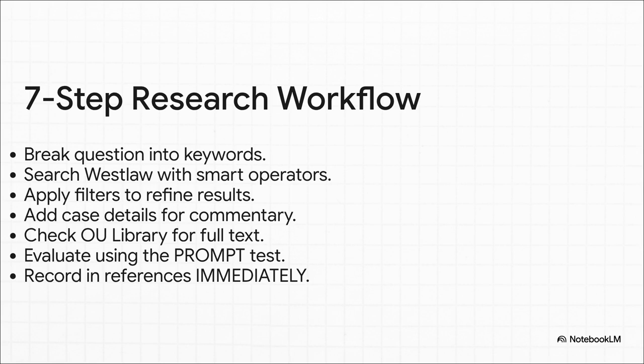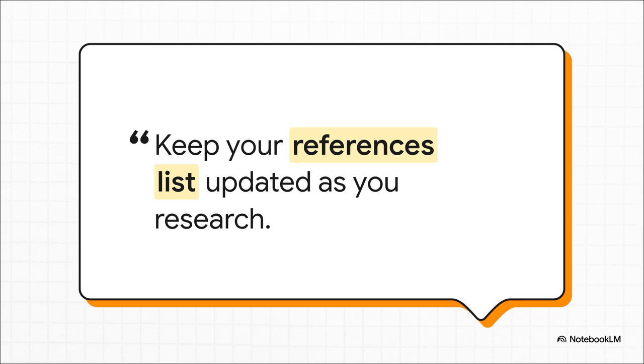5. Check your main library if you can't find the full text. 6. Evaluate your sources with the PROMPT test. And finally, step 7, and this one will save you so much stress. Record your source in your references list immediately. I mean it. Don't wait until you're done writing. The second you decide a source is useful, add it to your reference list. Trust me, this one habit will save you a world of pain down the road.